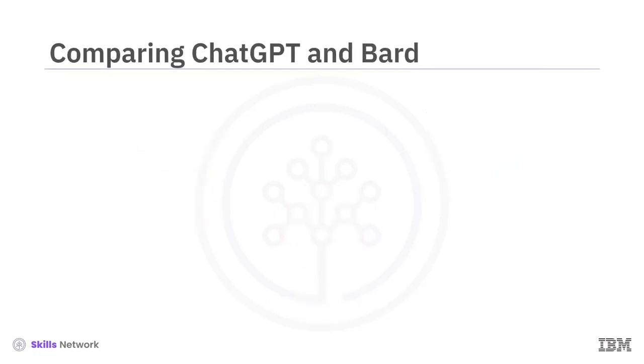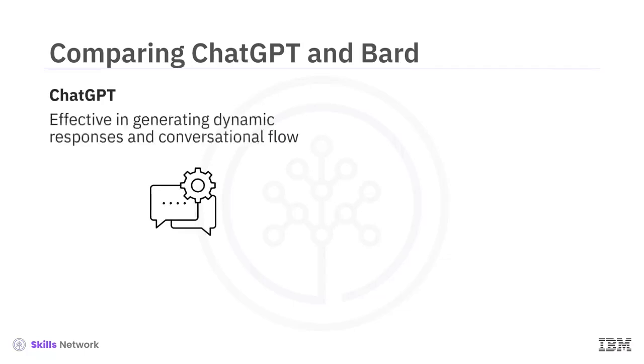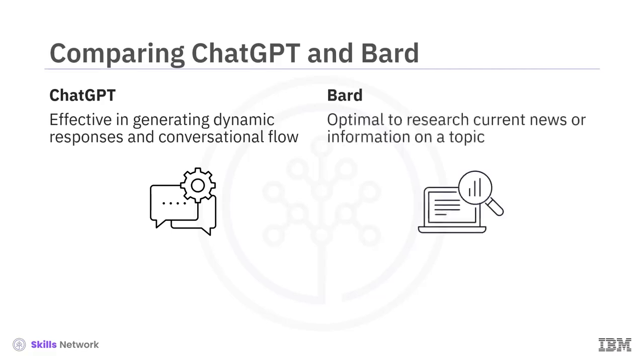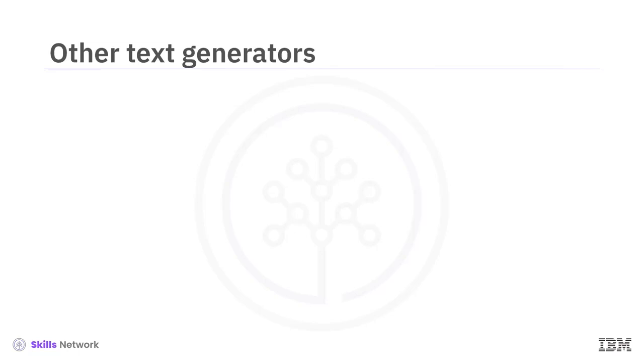Having interacted with both ChatGPT and Bard, you'll notice that ChatGPT is more effective in generating dynamic responses and maintaining conversational flow, while Bard may be a better choice for researching the latest news or information on a topic, as it has access to web sources through Google Search and Google Scholar. It's important to realize that generative AI models, including GPT and PaLM, are evolving, so their capabilities and features may change.